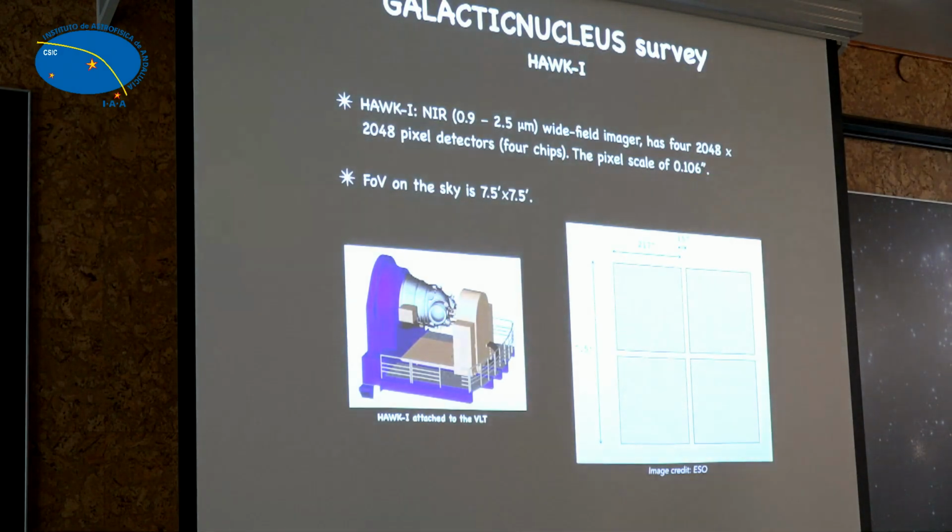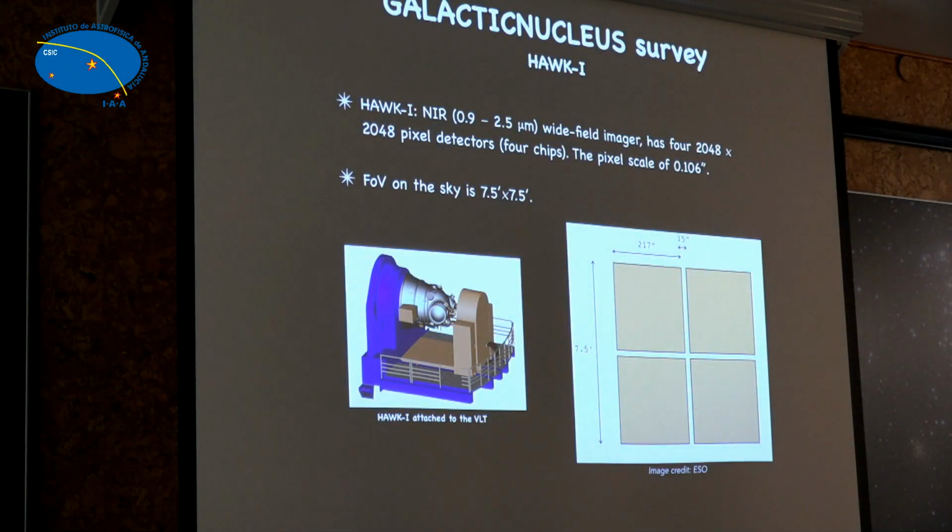I just want to briefly introduce what HAWK-I is. HAWK-I is a near-infrared wide field imager. You can see its field of view here. It has 4 different detectors that we call chip 1, 2, 3, 4, and you see that there is a gap between these 4 chips. The field of view on the sky is around 7.5 times 7.5 arc minutes.